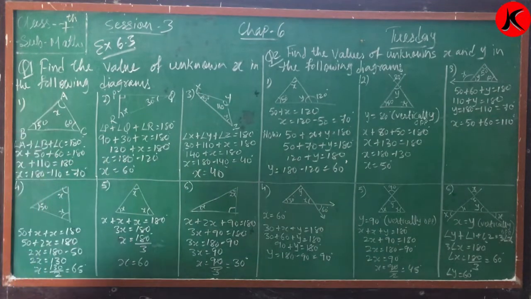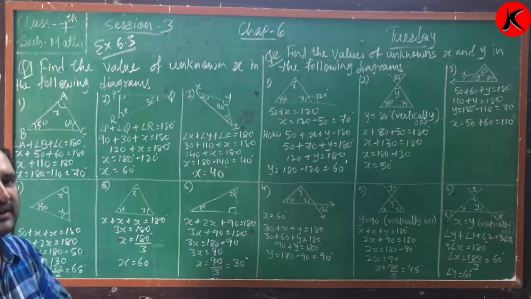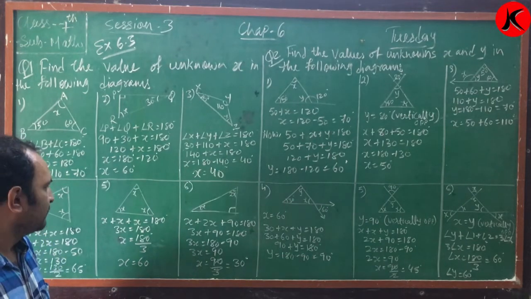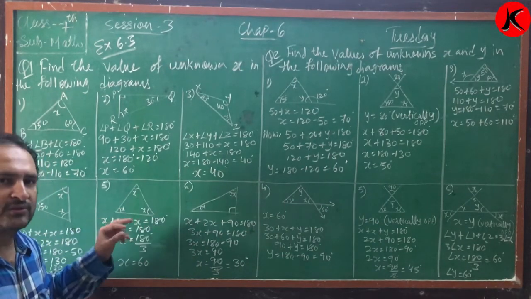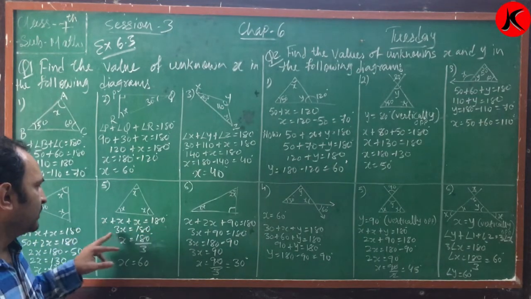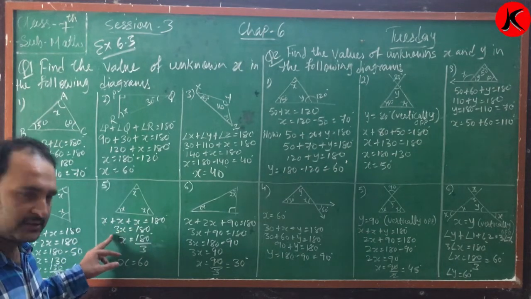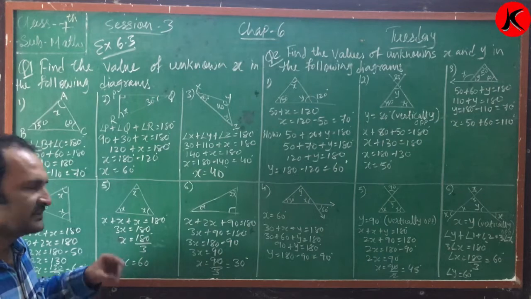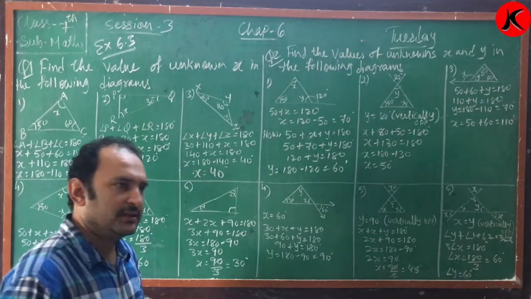Next one, the fourth. 50 plus x plus x, that is 2x, is equal to 180. Shifting it, 180 minus 50 is 130. Divide by 2. 130 divided by 2 is 65. So x is equal to 65 degrees, that is the answer. Fifth one, all the angles are equal. It is an equilateral triangle, so all the angles are equal. x plus x plus x, 3 times x is 3x, equal to 180. Divide by 3, and 180 divided by 3 is 60. So x is equal to 60 degrees.